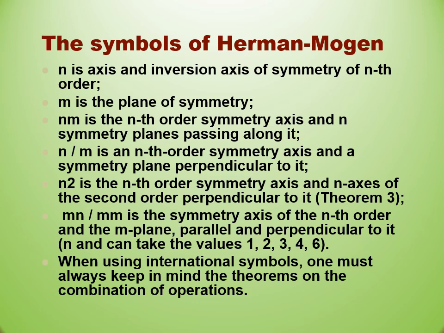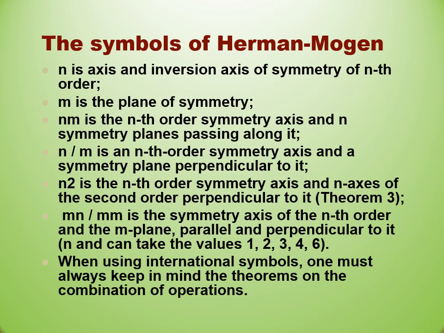For example, symbol NM means that the plane M passes along the axis of the nth order. According to theorem number 4, there must be n such planes. The symbol n divided by m is the only plane perpendicular to the n, but by theorem number 2, it implies that if n is beside the axis of the plane, there is also a center of symmetry.